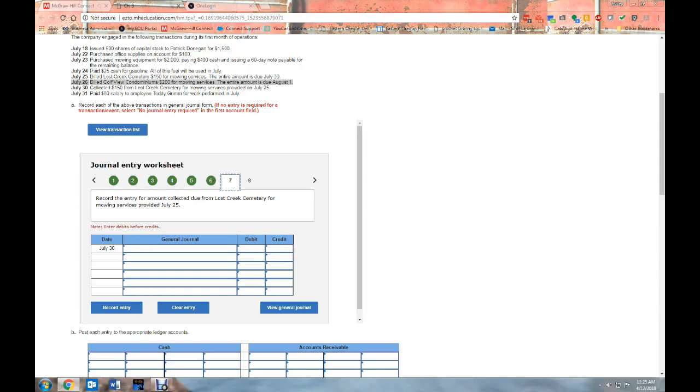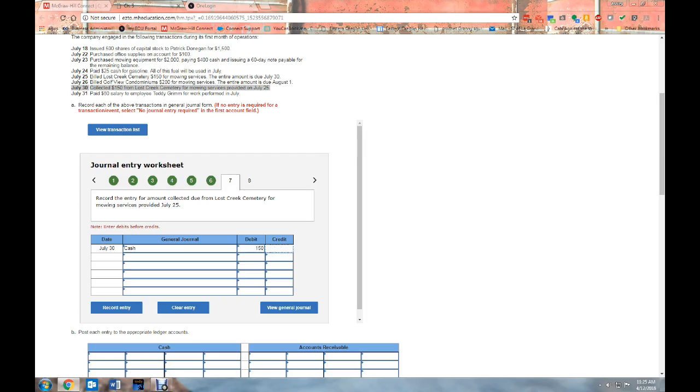All right, almost there. On July 30th, we're going to collect $150 from Lost Creek Cemetery for mowing services provided on July 25th. So the cemetery is actually paying cash for that promise that they made us on July 25th. So I'm going to receive cash from them, so I know cash has to be involved. They paid me $150. So an asset increasing is a debit entry.